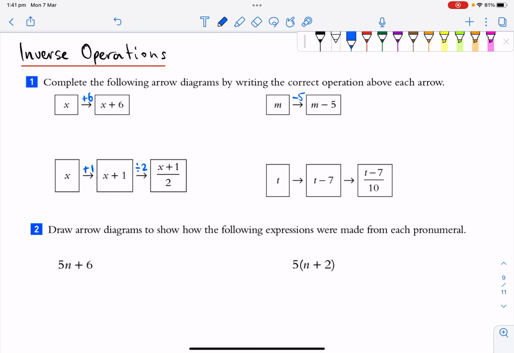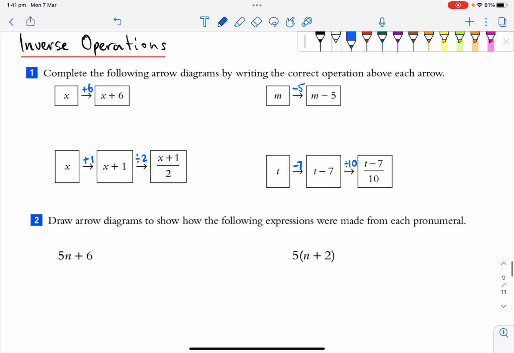All right, in this final question here, we go from t to t minus 7. You can see the -7 has been introduced. So we're going to put -7. And then finally, again, we have another division by 10. So you just divide by 10. And that's all there is to it for question 1. Let's move on to question 2.